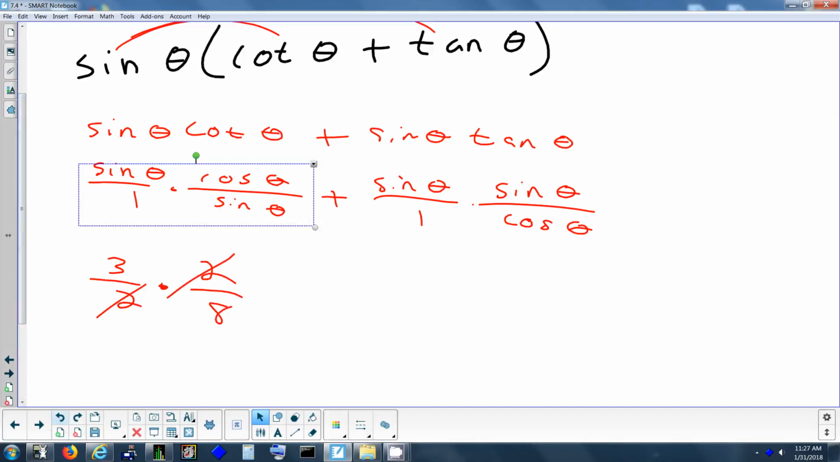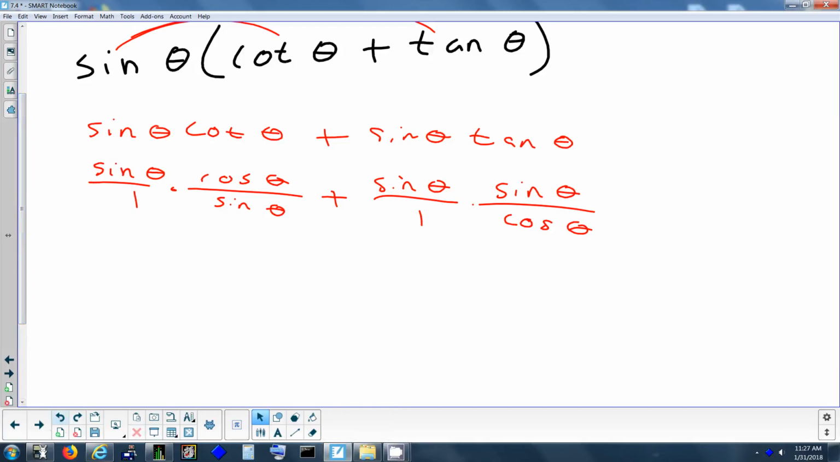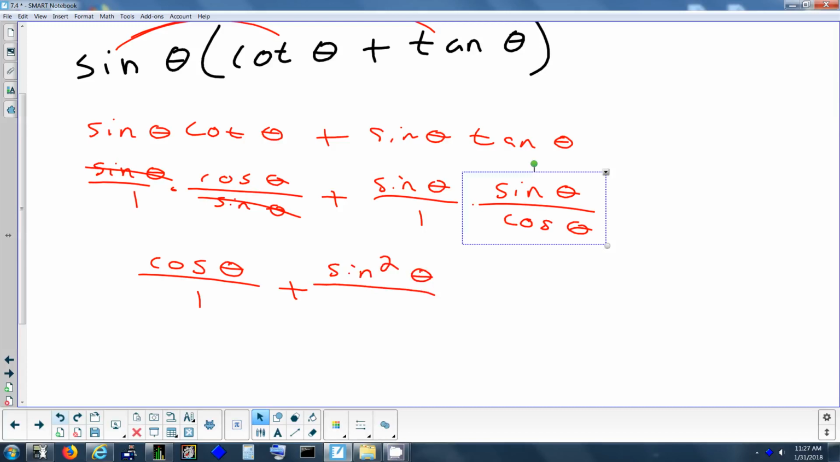So if you're thinking, well, I'm going to cancel the sine in the bottom here with that one, no. That's across a plus sign. So is there anything that's separated by a multiplication that we could cancel? Yep, 2 sines. That's perfectly fine. But that's the only thing that cancels. So we're left with cosine over 1 plus, now we have sine times sine. Sine squared. Don't mix it up with 2 sine. Think of x plus x versus x times x. Sine times sine, sine squared. And then in the bottom, 1 times cosine is cosine.